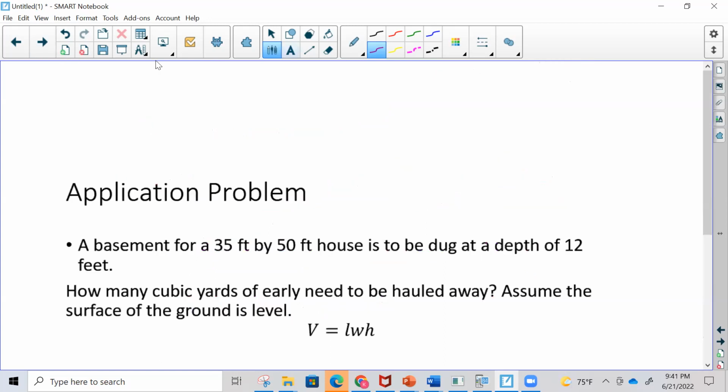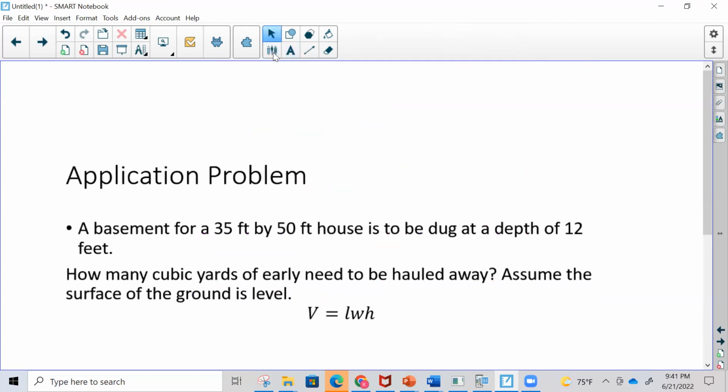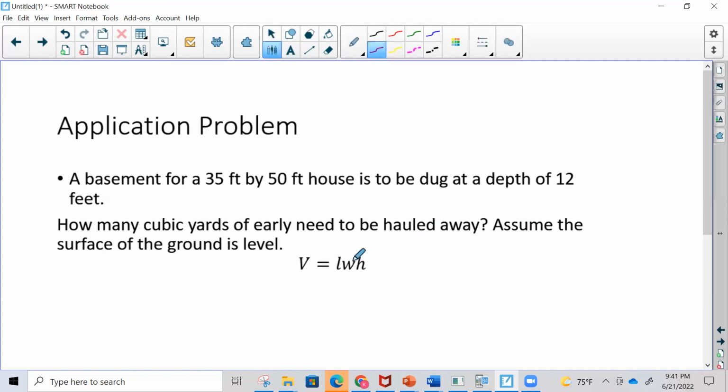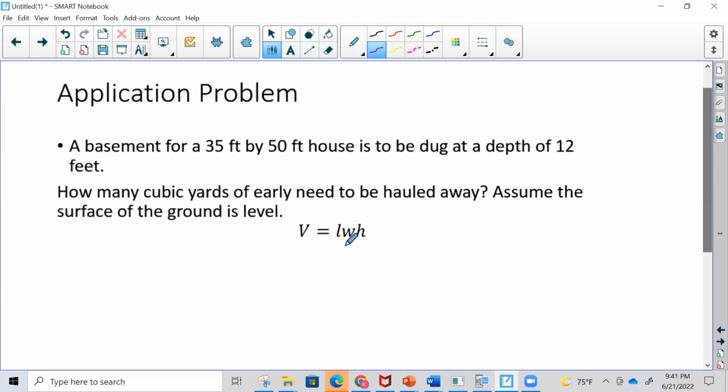And then one last problem is just an application problem that will be similar to your homework. This is going to be calculating the volume, which is length times width times height. We'll learn that in the next unit, but just know that volume is length times width times height when we're talking about a rectangular prism, which is what a basement is. So it says a basement for a 35-foot by 50-foot house is to be dug to a depth of 12 feet. Okay, so this would be my length, width, and this would be my height.